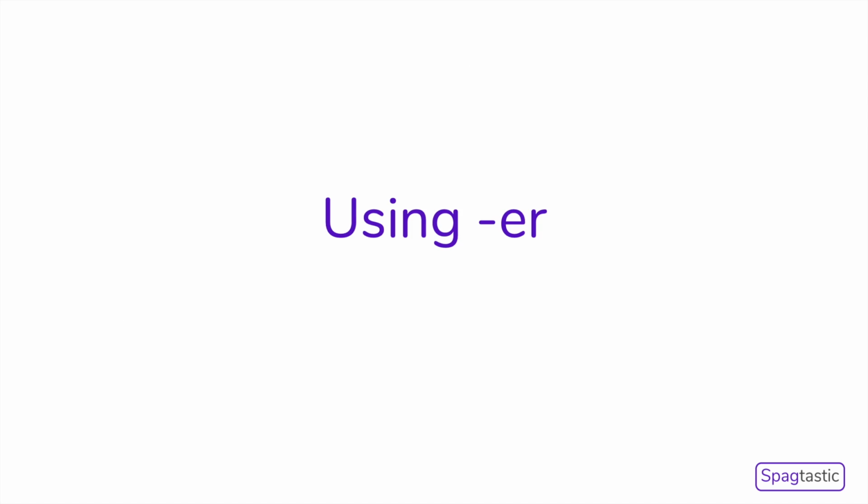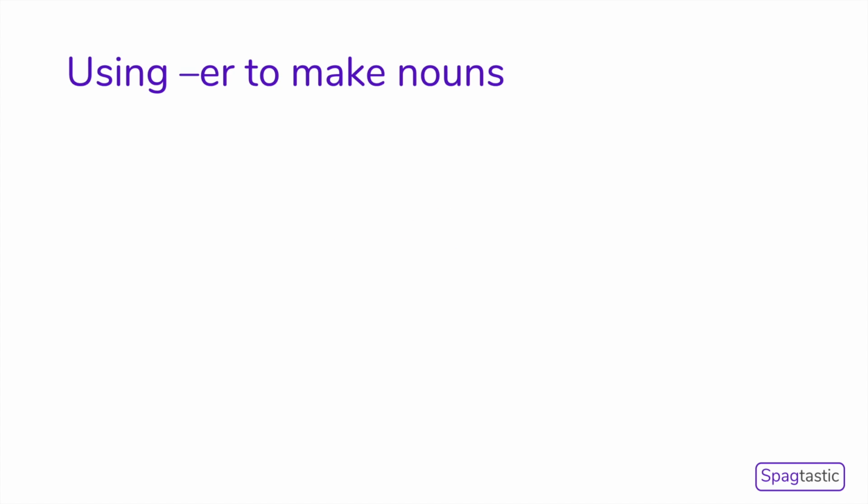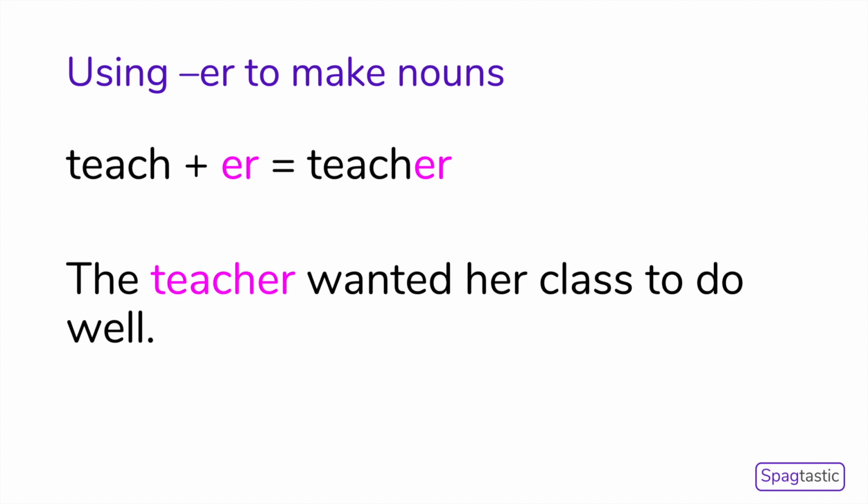We are now going to be using the suffix -er. Using -er changes verbs into nouns. A verb is an action or a doing word. In the example here, we have the verb teach. If we add the suffix -er, we make the word teacher, which is a noun. You will notice the root word teach does not change. We simply add the suffix -er. The teacher wanted her class to do well.